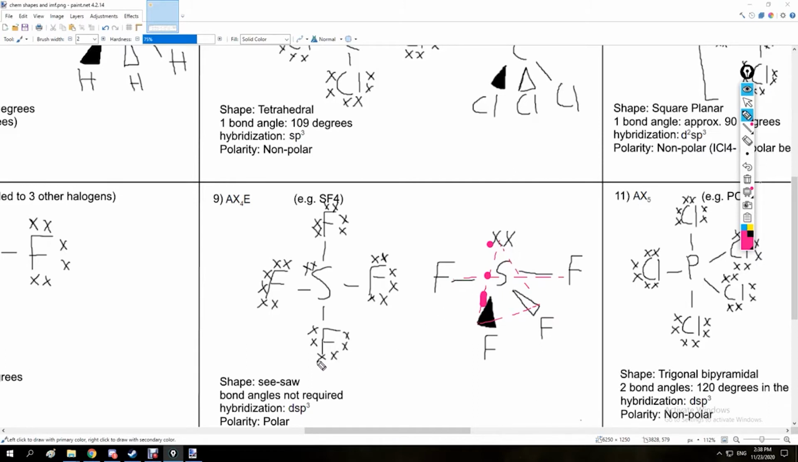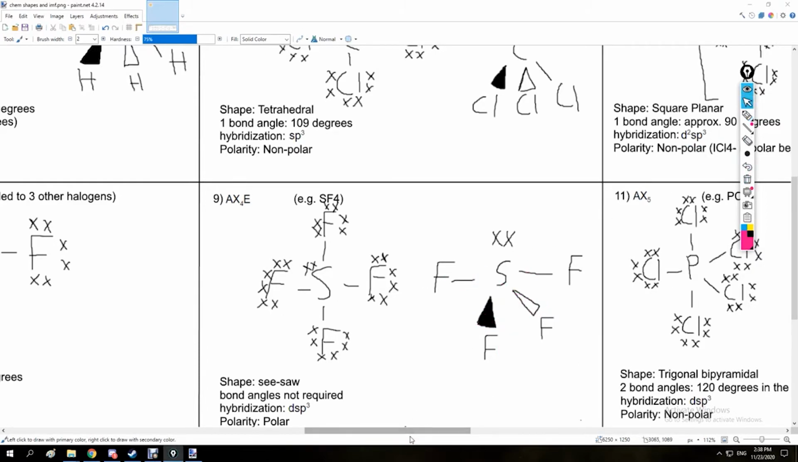And you don't need to know the bond angles for this. The hybridization is dsp3, which you don't need to know for the exam. And the polarity is polar because these 2 vectors might cancel out, but these 2 will not. They will have a net dipole.